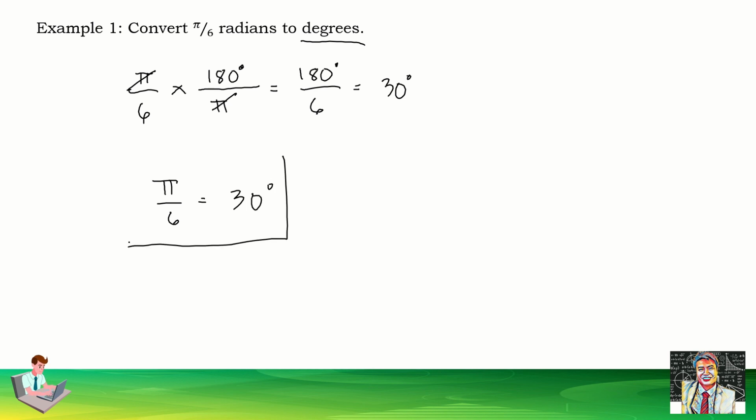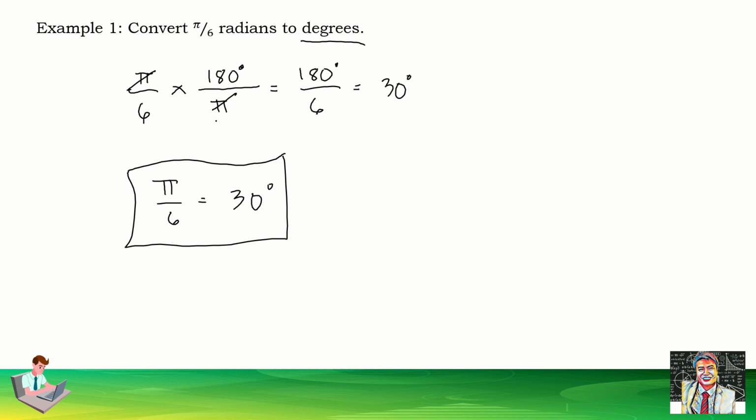Okay? Ganun lang siya kadali. Kailangan lang natin kabisado kung pi over, radian form, yung multiply natin 180 over pi, kung degree siya to radians, that is pi over 180. I-multiply natin sa pi over 180. Okay? So, that is the first example natin. Yan lang, kabilis lang, ha?